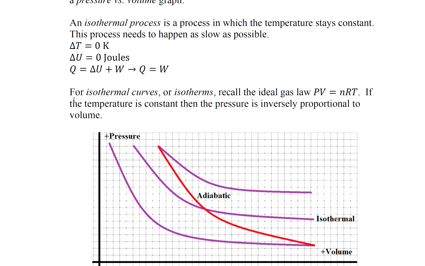Okay. So remember PV equals nRT. So if the right-hand side nRT is constant, then if P gets bigger, V gets smaller. So these 3 purple lines are isotherms, because P gets bigger, V gets smaller.